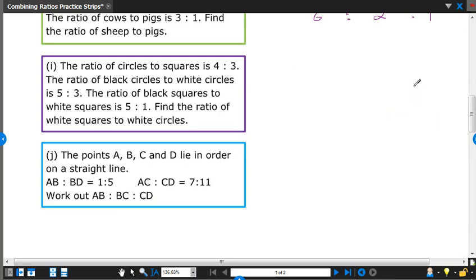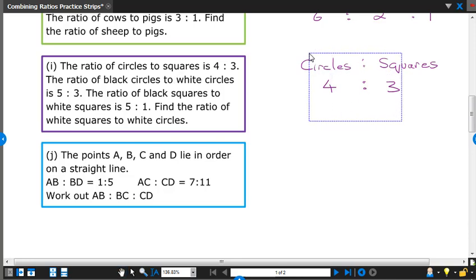The ratio of circles to squares is 4 to 3. Circles. Just in case, I've never seen these questions before, I'm just doing them now. So what I do is probably what you should do, write down the information. Unless maybe you're a lot smarter than me, so you can do this all without writing anything down. Well, I don't think that's the case though. The ratio of black circles to white circles is 5 to 3.